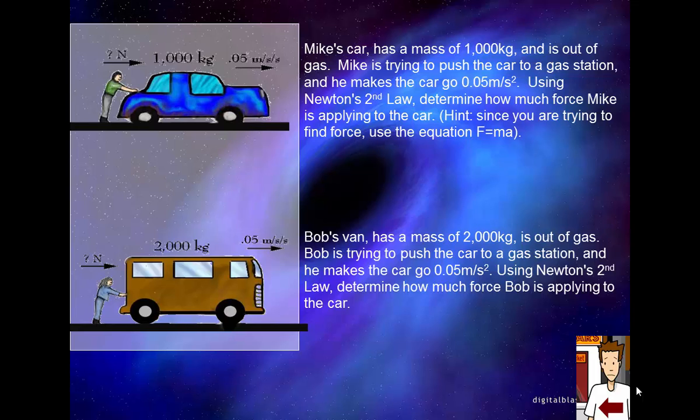All right, now, if we look at a couple of basic examples of how we use Newton's second law. We have Mike here. Mike's car is out of gas, so he has to push it to the gas station. He's trying to accelerate it at an acceleration of 0.05 meters per second squared. So we can use Newton's law to determine how much force Mike has to apply to the car. So we, again, set up our formula. We substituted our numbers.